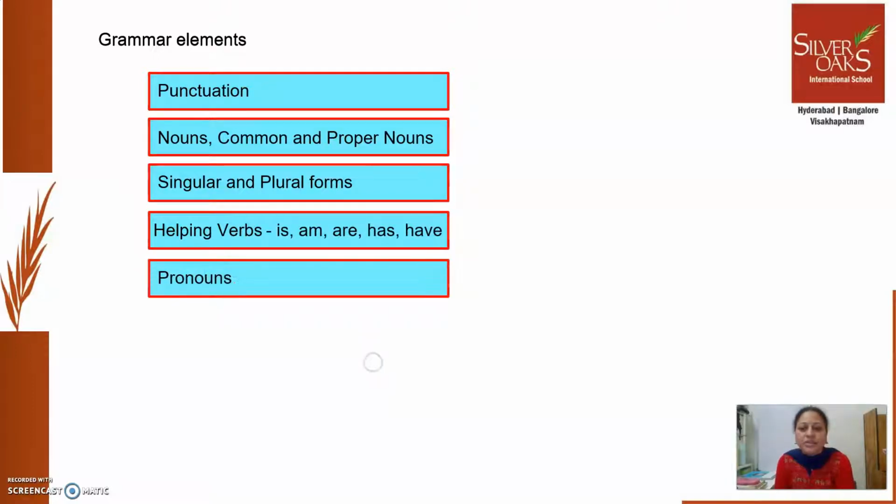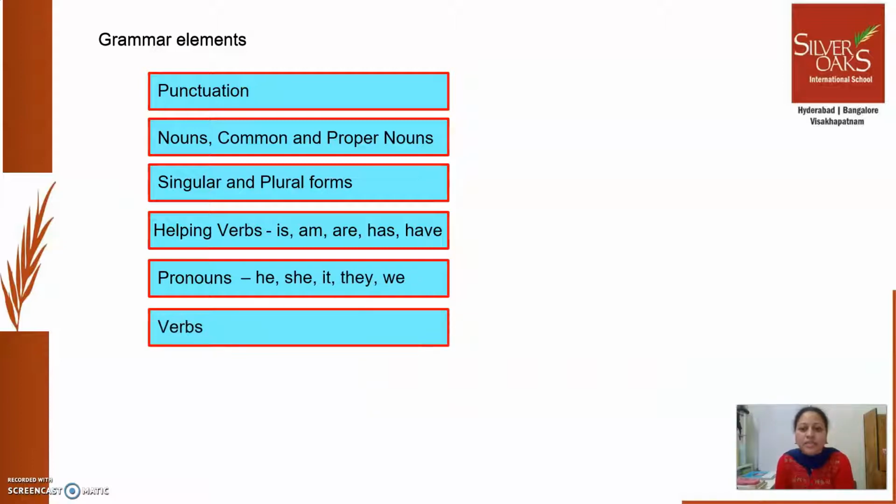Right? And we also learnt pronouns. What are the pronouns? He, she, it, they, we, right? And we also learnt about verbs recently, action words, doing words, right? Today we are learning about prepositions. Say everyone, prepositions, right? Okay.